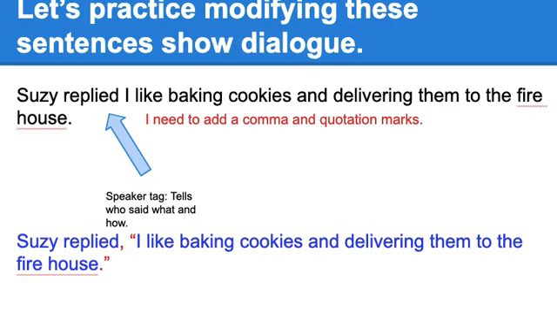Let's practice with, this is one slide and there'll be another slide with a second one. Susie replied, I like baking cookies and delivering them to the firehouse. This is a quote, but there's no punctuation being used. We need to add a comma, we need to add quotation marks. So look down below in blue. Susie replied, that's our speaker tag. So Susie replied, comma, beginning quotation mark, I like baking cookies and delivering them to the firehouse, period, ending quotation mark.